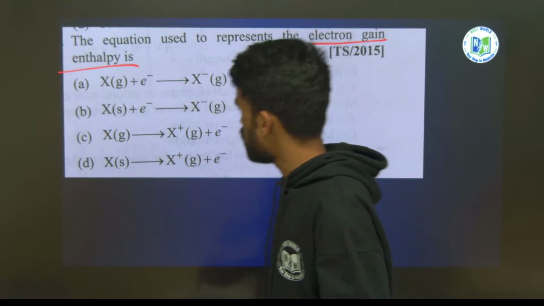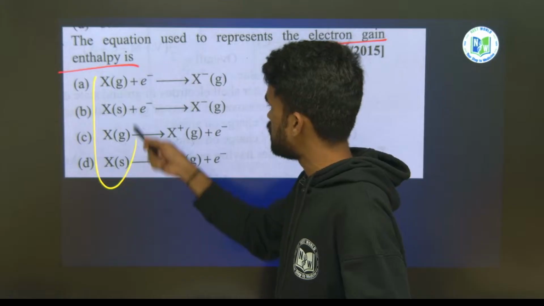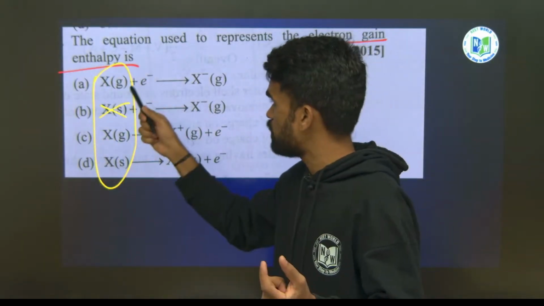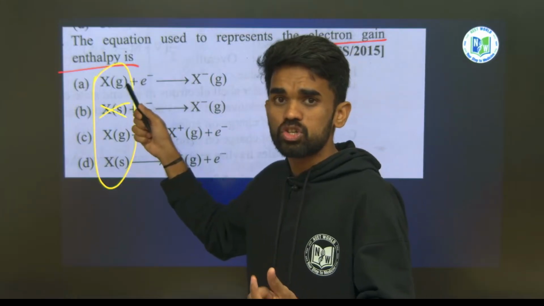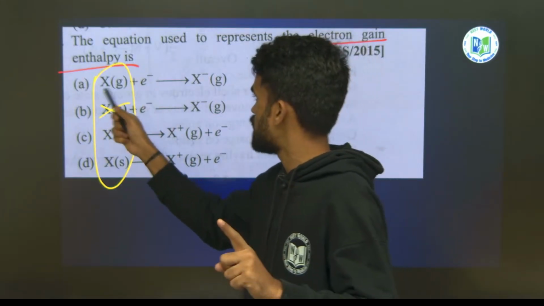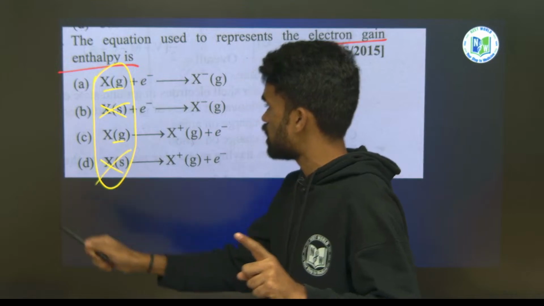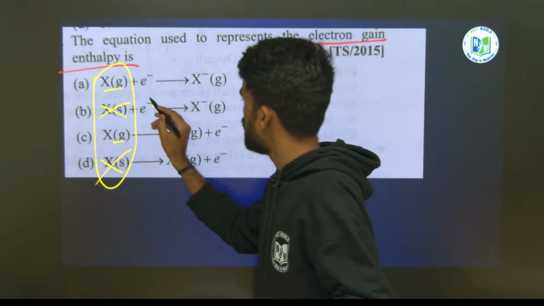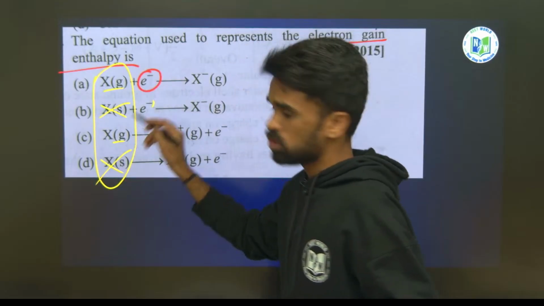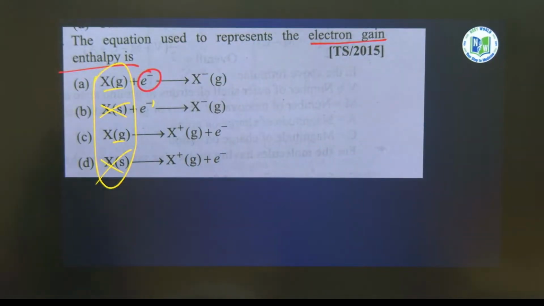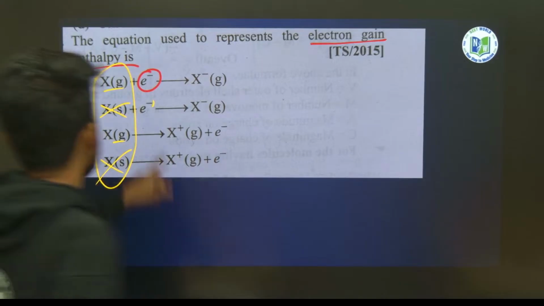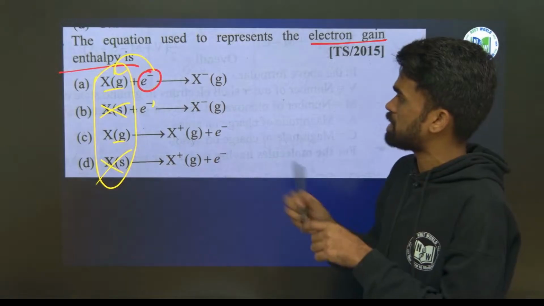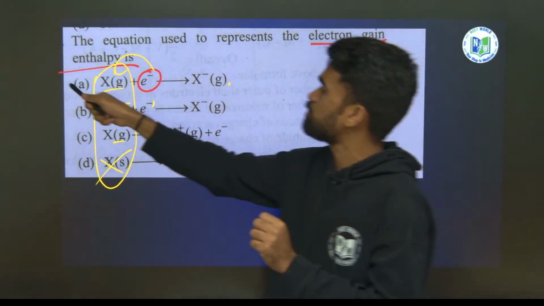Now these atoms are here in solid form, so remove this. Always, in this process, that species should be in a gaseous state, so this is also solid, remove. After that, an electron should be added. So here the electron is added. So this is a process where the electron is getting added. So the electron gain enthalpy representation is perfectly indicated in the first option.